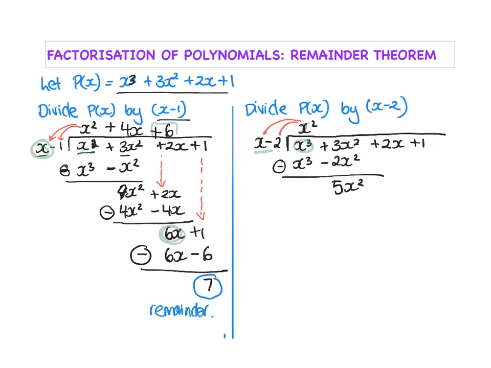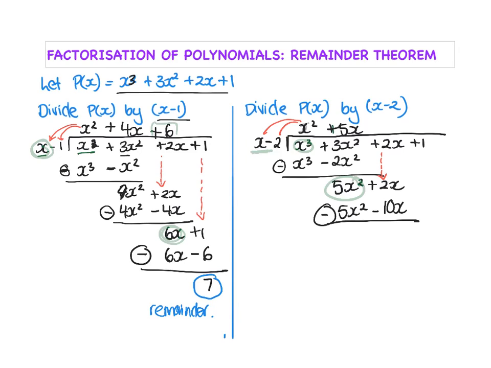Now what's my next step? Good, bring that 2x down, and then do the division, yeah? So you go 5x squared divided by x is plus 5x. Then multiply them out. So 5x squared minus 10x, because of the 5x times negative 2. So we're going to minus it.